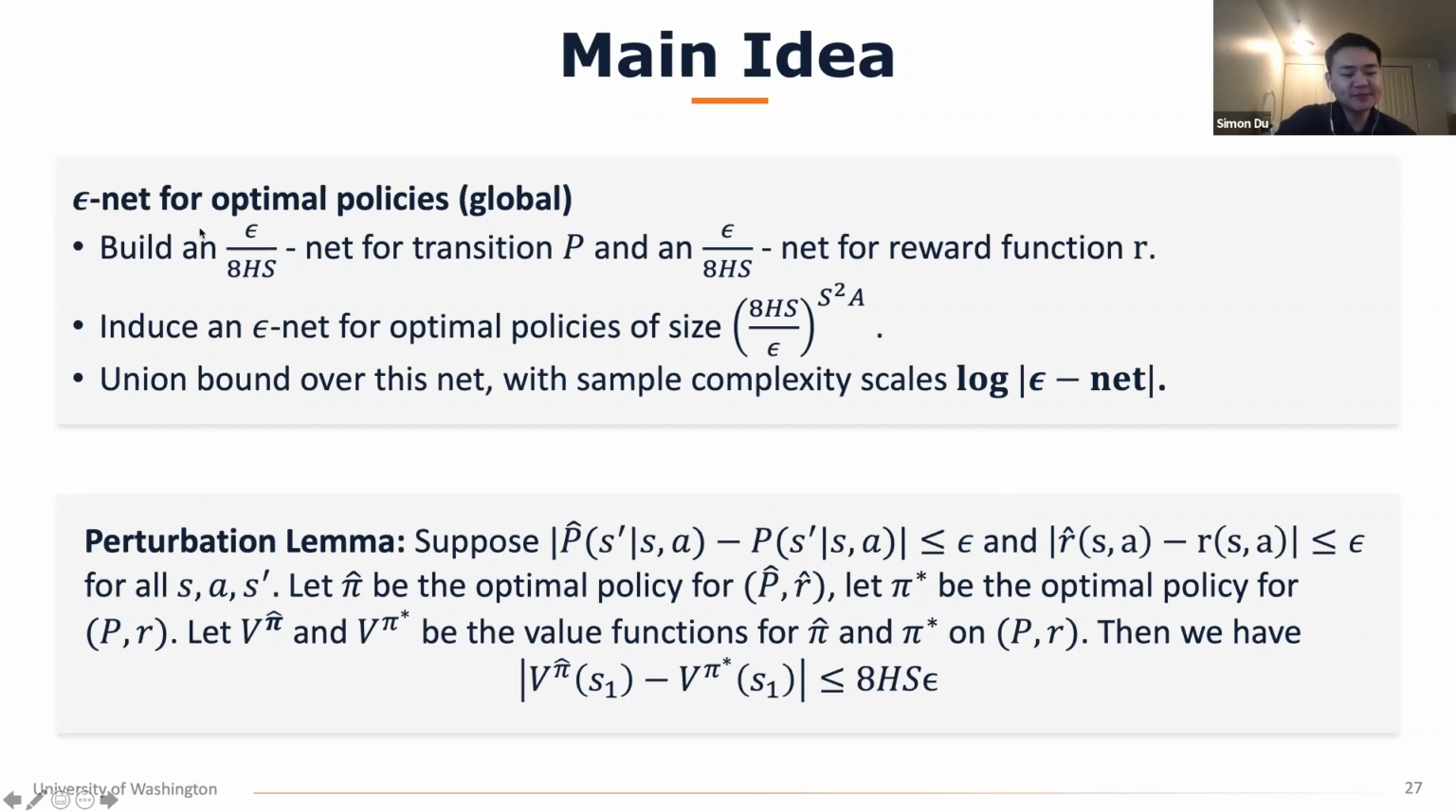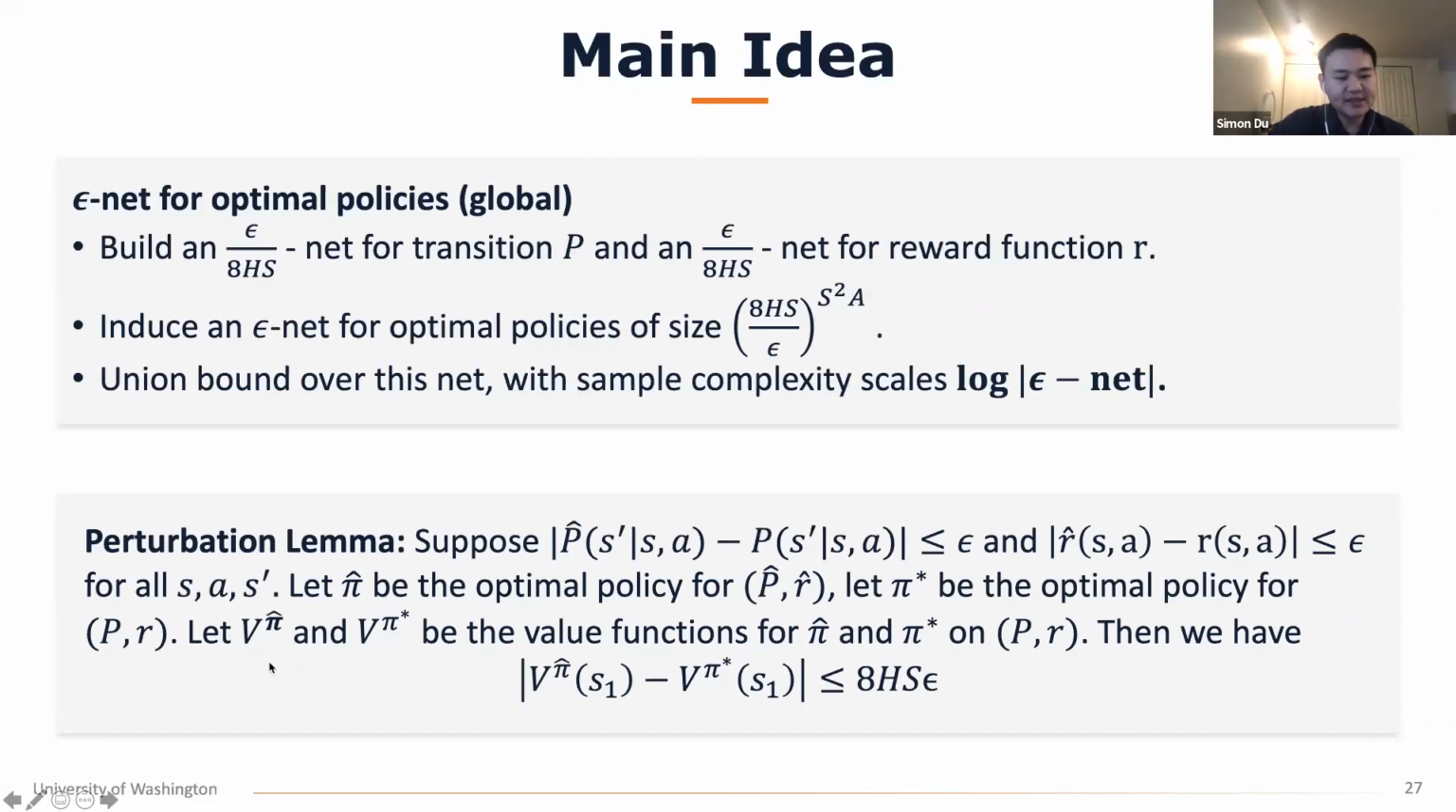We build an epsilon net for all possible optimal policies. How do we build these policies? We discretize the transition and the reward. For every state, action, next state tuple, S, A, S prime, we discretize all possible transition matrices with epsilon accuracy, and also the reward. Then we can prove this perturbation lemma. Suppose I have an approximate version of the true transition and reward function, say p hat and r hat. They induce an optimal policy pi hat, which is optimal on this instance p hat and r hat. And let's consider the real instance, p and r, whose optimal policy is known as pi star.